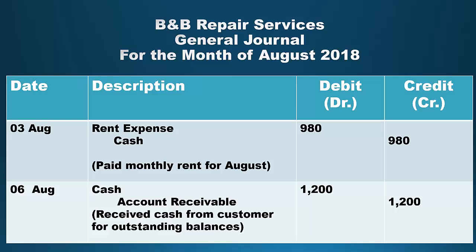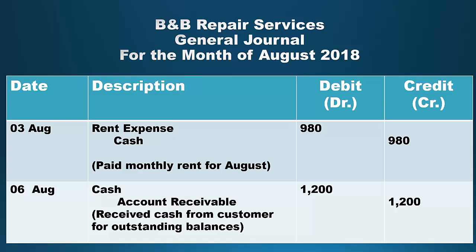Step 3. How do we record it? To record this, we debit rent expense for $980 to reflect the increase in operating expenses. Credit cash for $980 to show the decrease in money. The narrative for this entry is paid monthly rent for August.